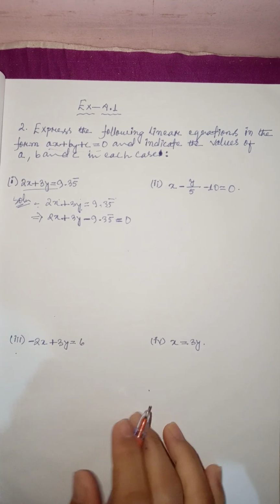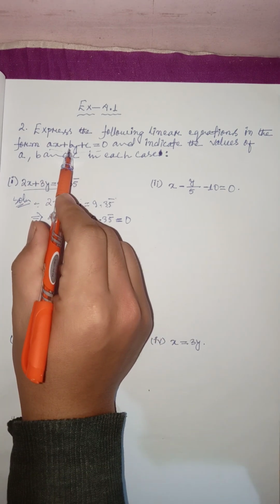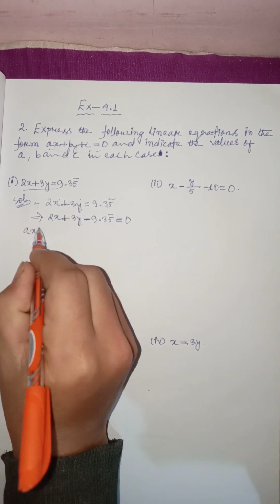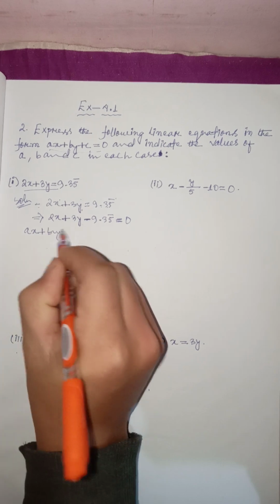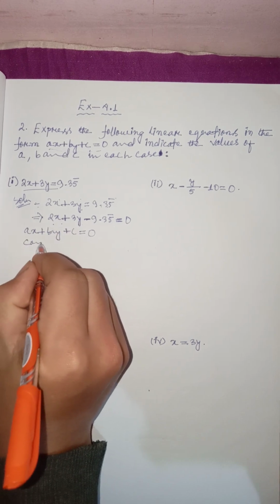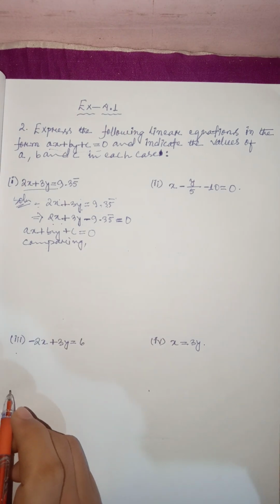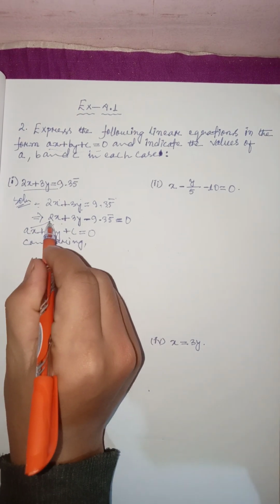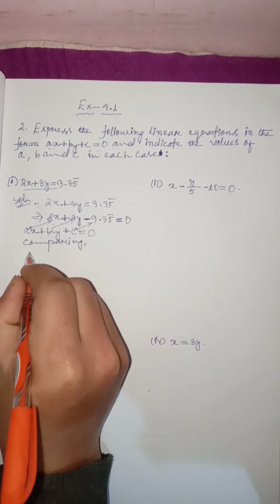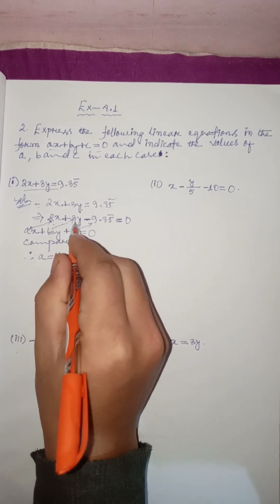Now let us compare this equation with the general equation. In the general equation, what do we have? It is ax plus by plus c equal to 0, right? Now let us compare these two. You write it, comparing. If you compare these two, what will you get? Actually, a matches with this, b matches with this, and c matches with this. Thus the value of a will be 2, and the value of b is 3.